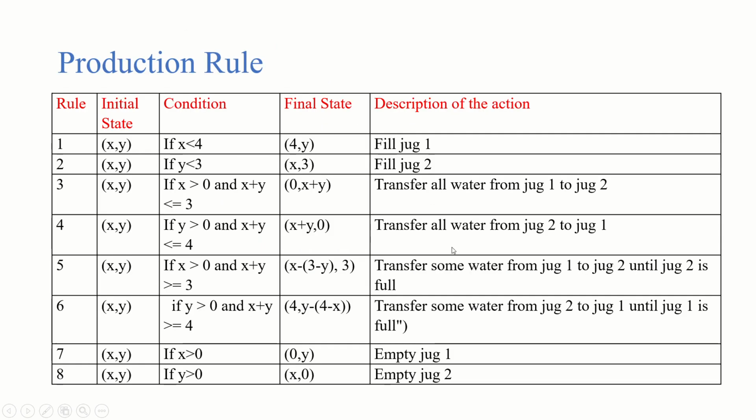Next, this is the production rule. I have written 8 rules. The initial state is x comma y. Our table has the description of the action, the final state, and the condition. Rule 1: fill jug 1, which means 4 comma y. X is the 4-gallon jug and Y is the 3-gallon jug. For that, how will you write the condition? X less than 4. This is rule number 1.